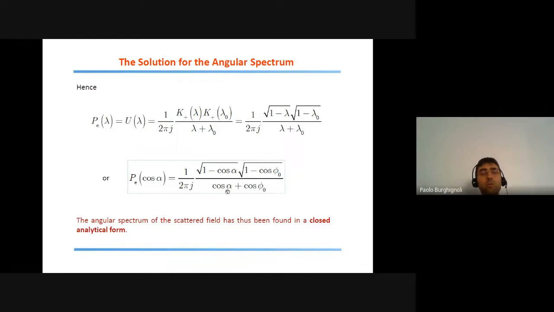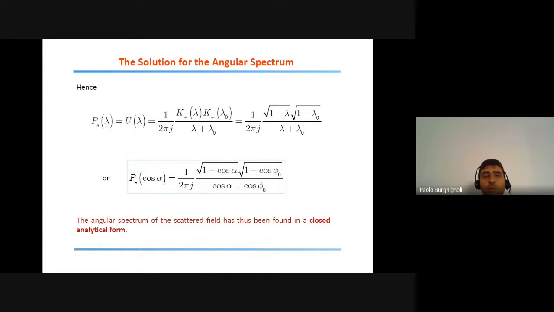So by using Liouville's theorem, this is the method of Wiener-Hopf, we are able to solve a functional equation and thereby find the spectrum in a closed analytical form, which is rather simple, by the way. And this completes our derivation.